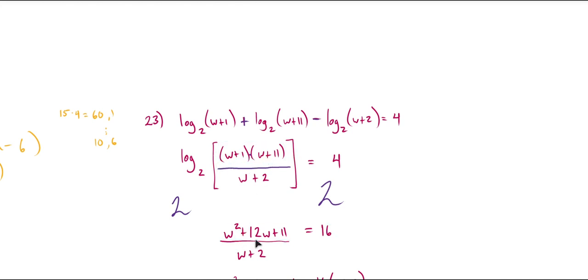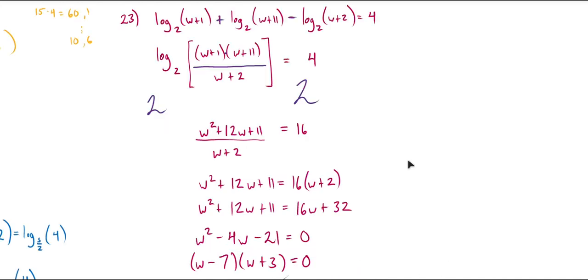going to wind up with w squared plus 12w plus 11 over w plus 2. Now we want to proceed the same way that we would solve any rational equation, which is by clearing denominators and then regrouping the polynomial. Distributing my 16 here and bringing those terms to the other side, I wind up with w squared minus 4w minus 21 is equal to 0.